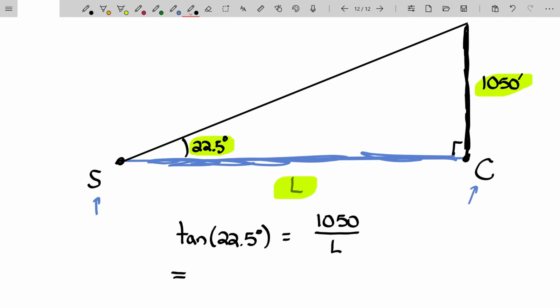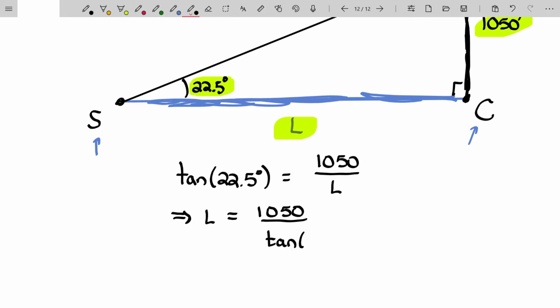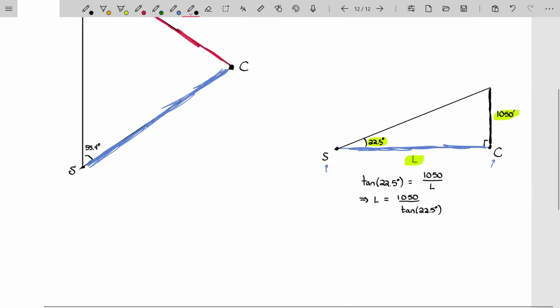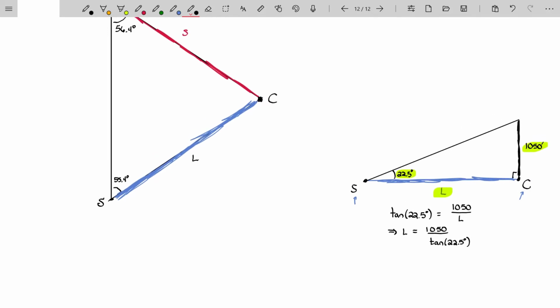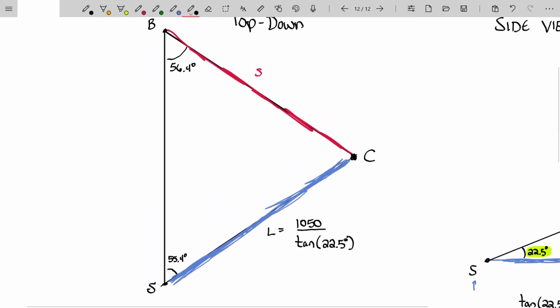I'll solve for L here. L is equal to 1,050 over the tangent of 22.5 degrees. And now I know what this length here is. This length is that number. I'm just going to write it as 1,050 over the tangent of 22.5 degrees. Now that I know this length, I can actually find this length. And I don't have to use law of cosines for this.